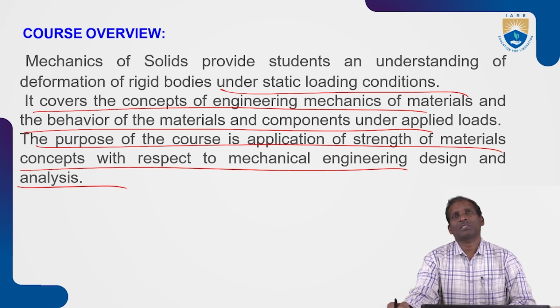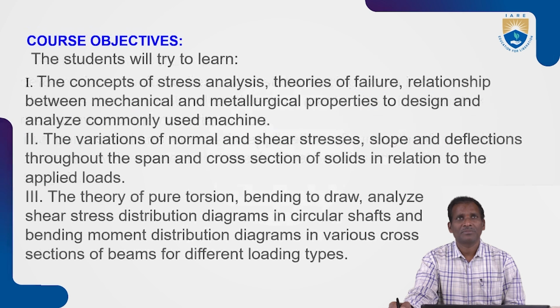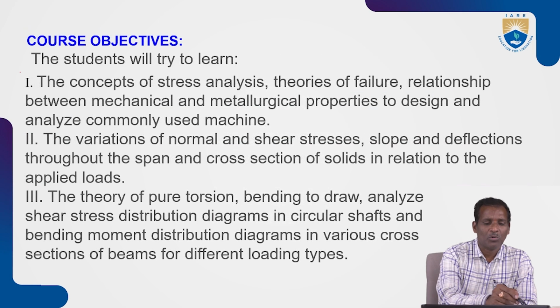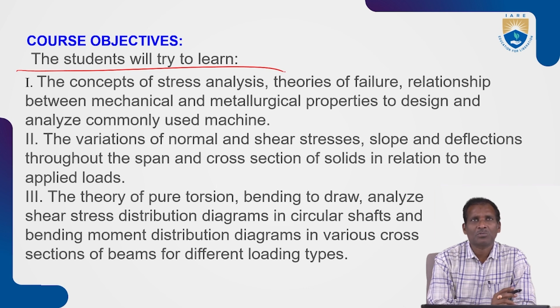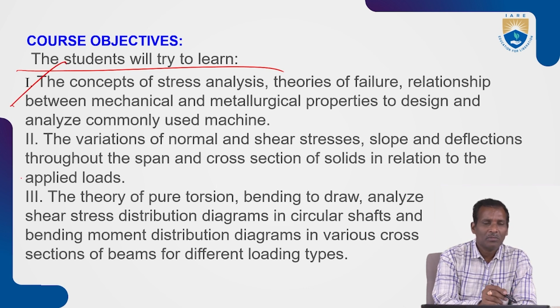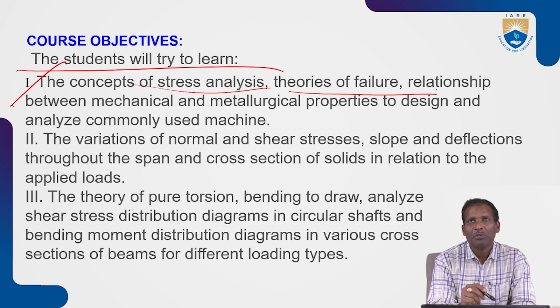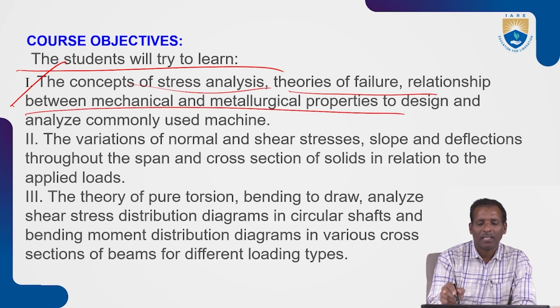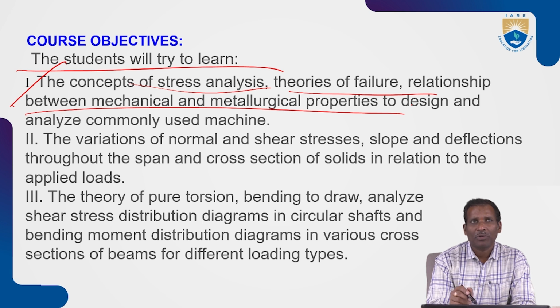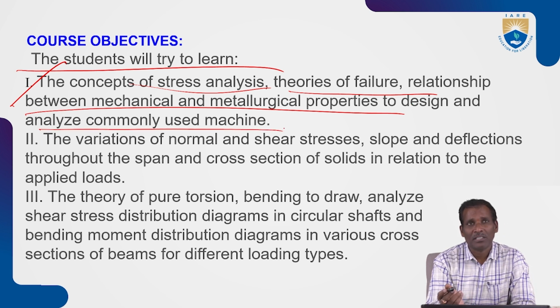So the purpose of the course is the application of strength of materials concepts with respect to mechanical engineering design and analysis. Next, these are the course objectives the students will try to learn. The first objective is the concepts of stress analysis, theories of failure, and the relationship between mechanical and metallurgical properties to design and analyze commonly used machines. We have already discussed these objectives in our previous sessions.